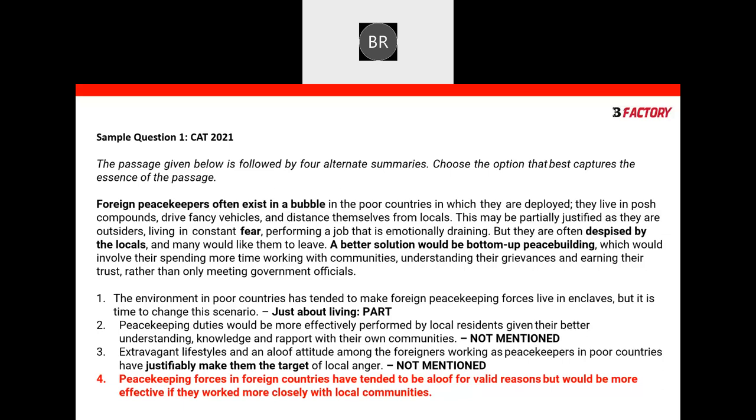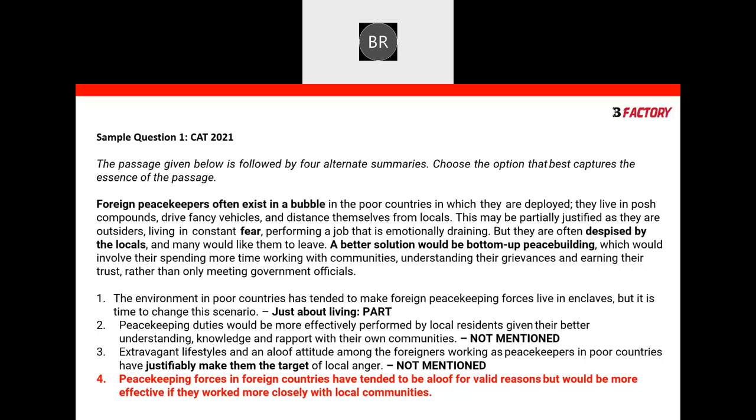So see, while reading, I have made bold some points just to show that my mind tries to capture the main points. What are we talking about? So I'll just write in chat to illustrate the process here. We are talking about foreign peacekeepers, right, in poor countries. And what do they do? They have to distance and live, right?